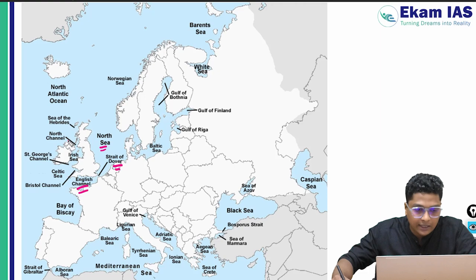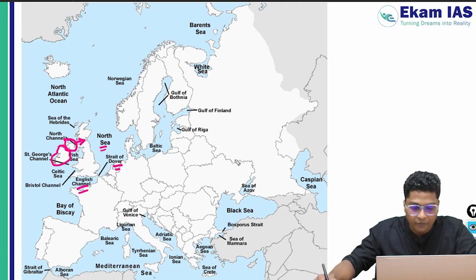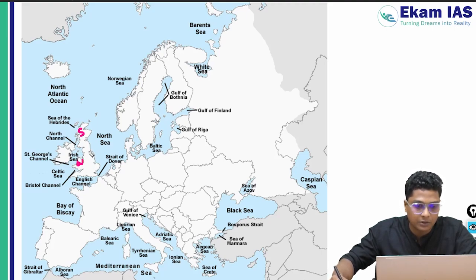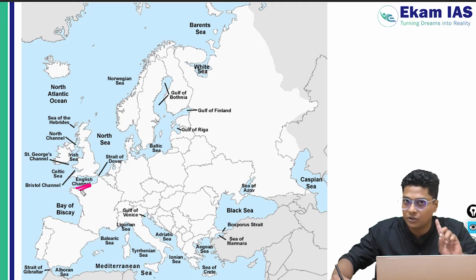Now this island nation is Ireland, and this is Northern Ireland, which is part of the UK itself. When we discuss the UK, this is Scotland, this is Wales, and in the central region we have Britain, and here this is Ireland, and this is Northern Ireland, part of the UK. Here we have the English Channel, which we talked about earlier.